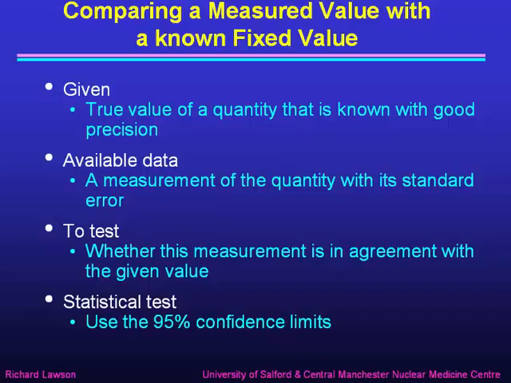If we're given a true value of a quantity that's known with good precision, a measurement that has been made and is well defined, and we have some available data, a measurement that we've made ourselves of the same quantity, and we've also assessed the standard error, determining how precise our measurement is, what we want to do is test whether this measurement is in agreement with the given value that is well known. The statistical test we'll use is the 95% confidence limit.